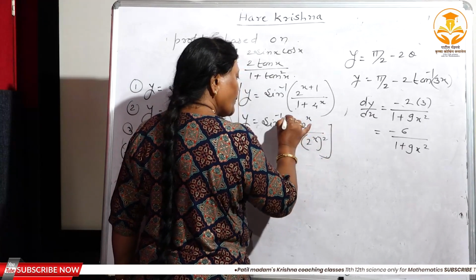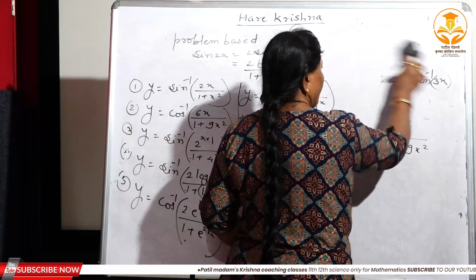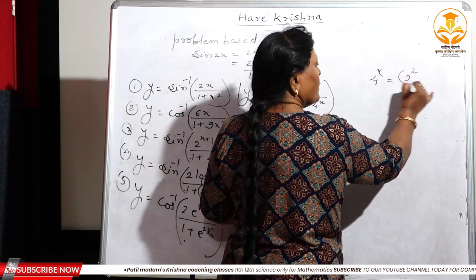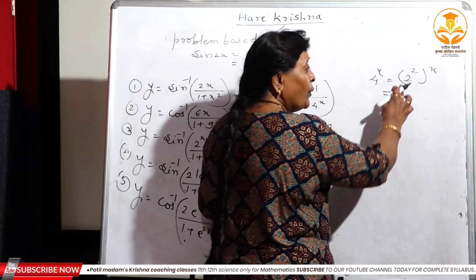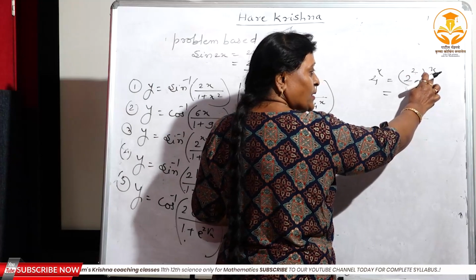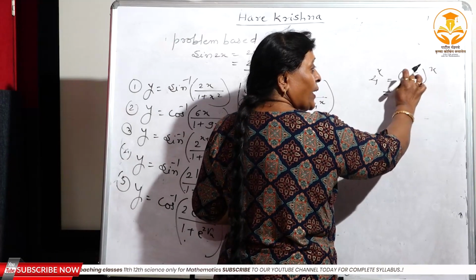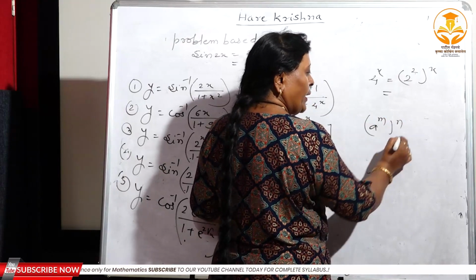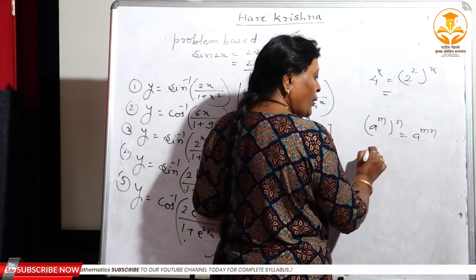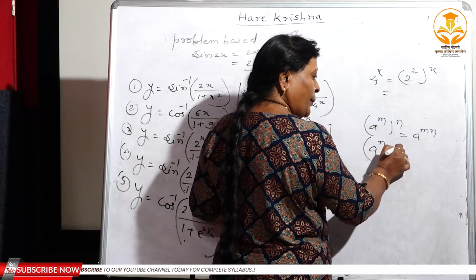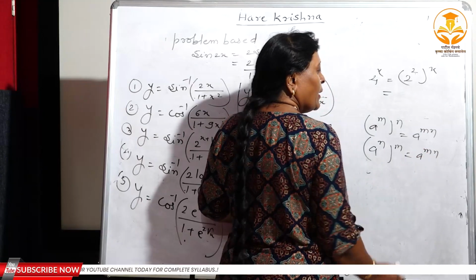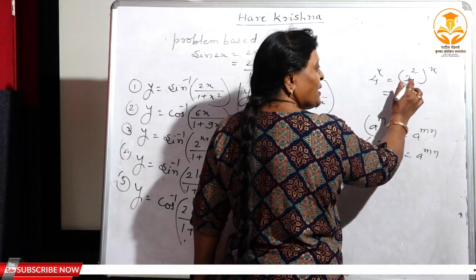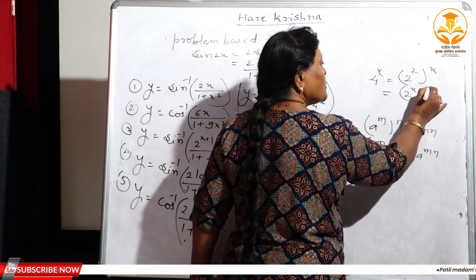Why? See here, 4 raised to x. Here 4 means what here? 2 square whole to the power x, right? Now 2 square whole to the power x, you can exchange the power, because a raised to m whole to the power n is nothing but a to the power mn. Now here, suppose you write n here and m here, again you will get the same result. Therefore, the power is multiplied to the power, therefore you can exchange the power. This you can write as 2 raised to x whole square.